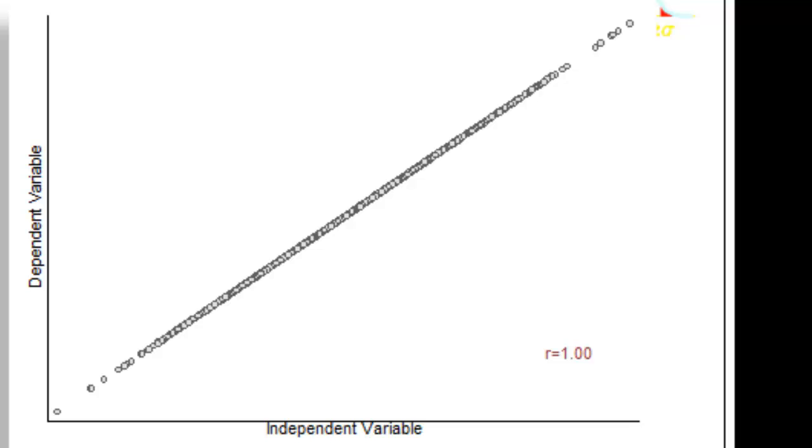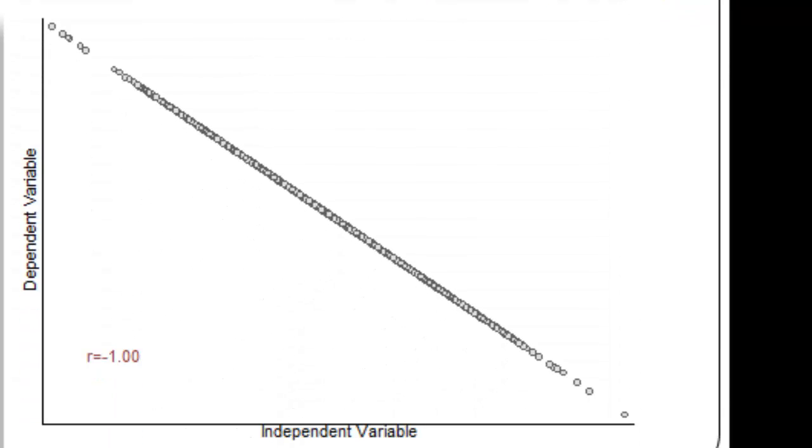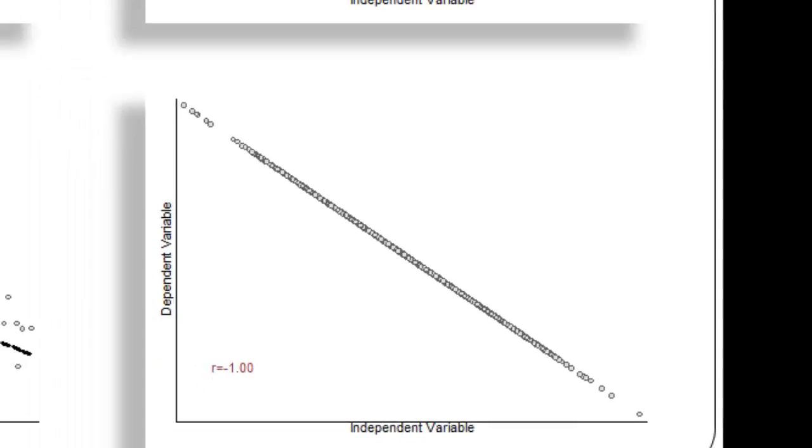The graphics on the right, the upper right and lower right, indicate a perfect correlation between two variables. Again, one positive, the upper graphic, and one negative, the lower graphic. You won't see these in reality. These are really more of a mathematical function than a statistical function.